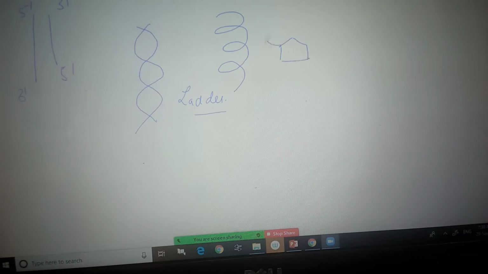Pentose sugar and phosphate form the backbone, and the nitrogen base is projected inside. This is the pentose sugar phosphate, like this, right? Now the two chains have anti-parallel polarity. That is, one chain has polarity 5 prime to 3 prime and the other has polarity 3 prime to 5 prime. Now the distance between two successive steps is about 3.4 angstrom.